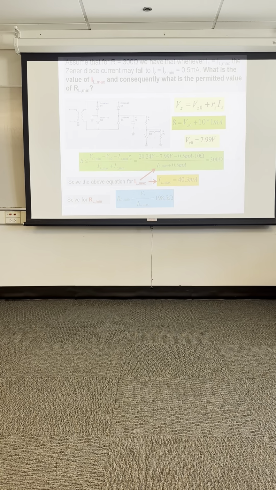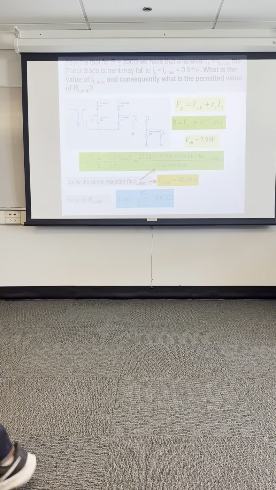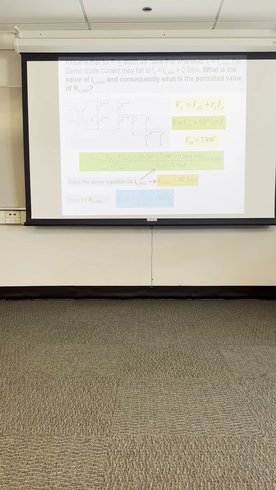And another question here: if the resistor is 300 ohms, whenever the load is equal to the maximum, the Zener current can fall to the minimum of 0.5 milliamp. So what's the maximum load current and what's the value of RL min? What this question is asking is that when the load current goes to maximum, this particular Zener will start to turn off. So it's asking what's the smallest load resistance that we could use to keep the Zener in full reverse bias.